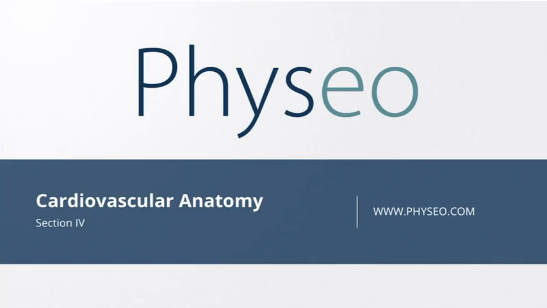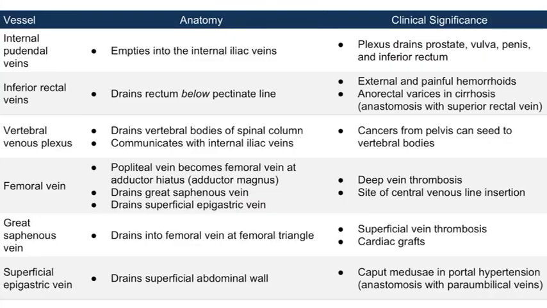Welcome to Section 4 of Cardiovascular Anatomy. In this section, we will discuss the venous supply of the lower part of the body. This table lists the important veins to be familiar with when it comes to the lower limbs.